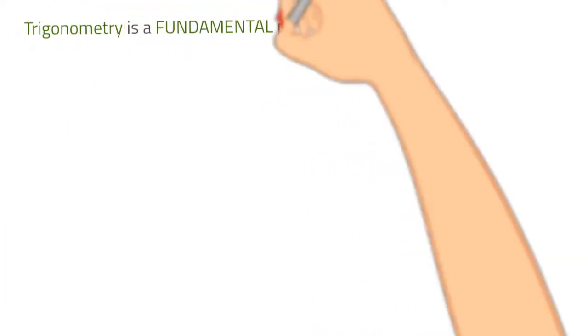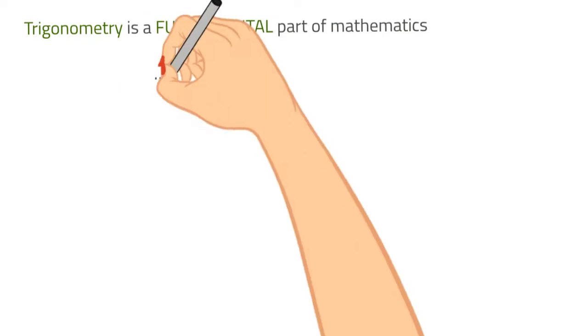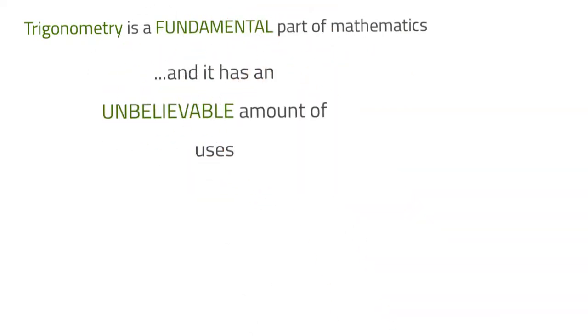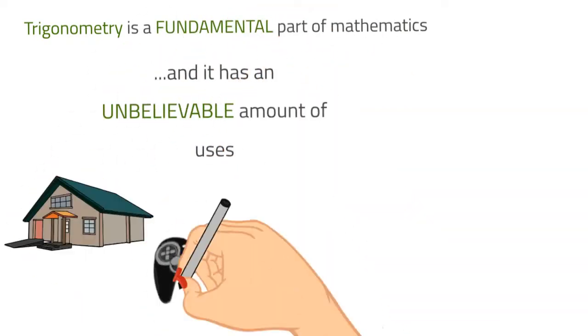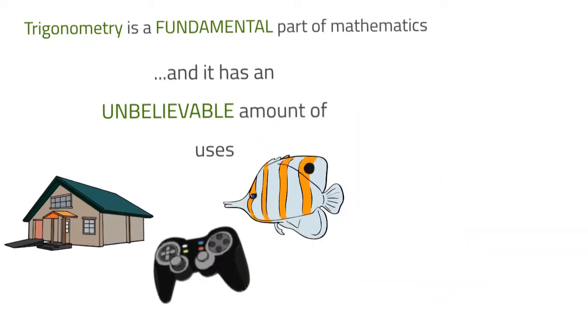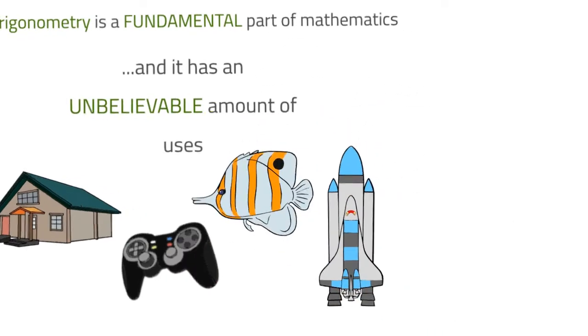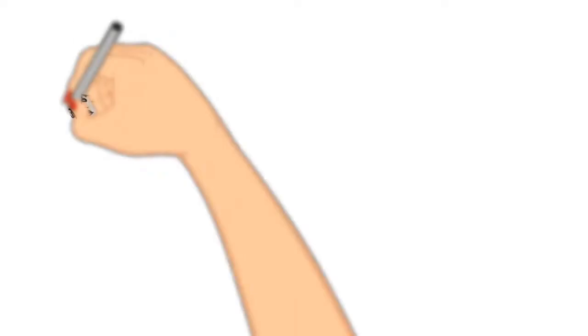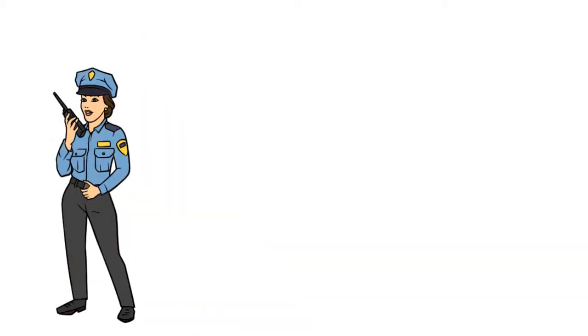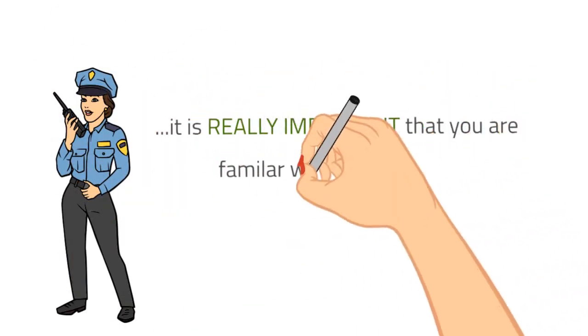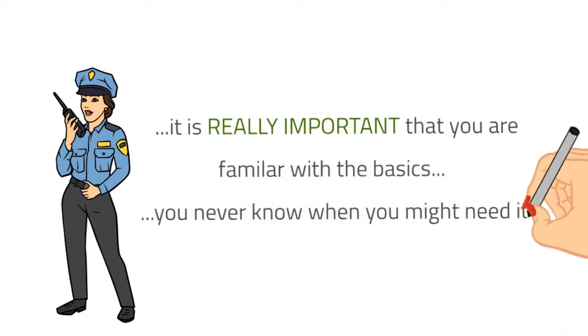Trigonometry is a fundamental part of mathematics, and it has an unbelievable amount of uses such as architecture, video games design, marine biology, space travel. It has even been used to solve crimes. So it is really important that you are familiar with the basics because you never know when you might need it.